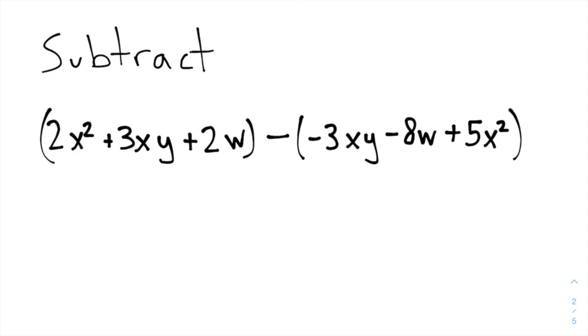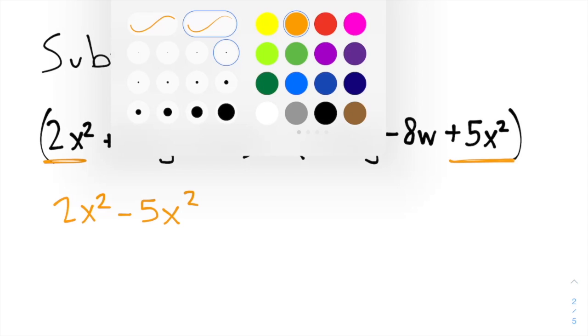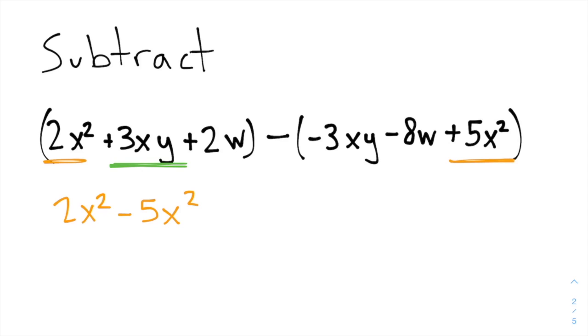Let me talk you through another approach to this problem. So we can think about doing this without having to do so much writing. With 2x squared, I'm going to look over here and see, are there any other x squareds? And I see a 5x squared. And I have to remember I'm subtracting. So I'm going to have a 2x squared minus 5x squared. Then I have a plus 3xy and a minus 3xy.